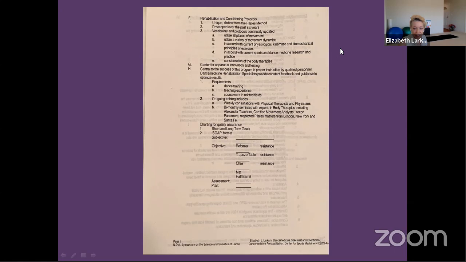And you can see here that under the objective area of those SOAP notes, there were places where there was documentation of the reformer exercises, the trapeze exercises, the chair, the mat, the half barrel, and the high barrel as well.